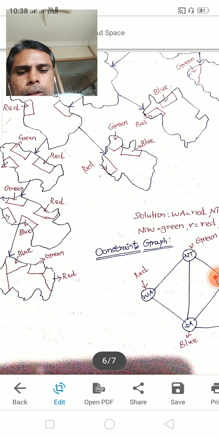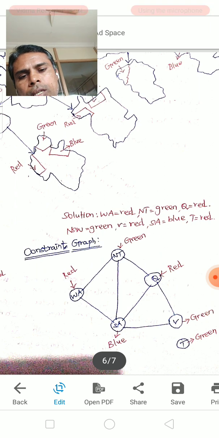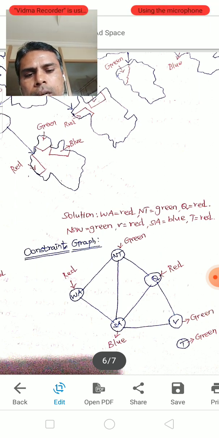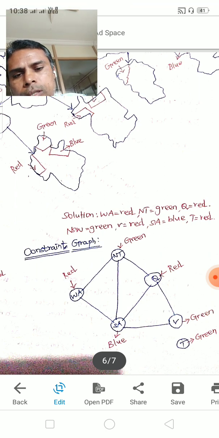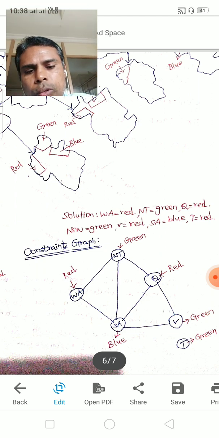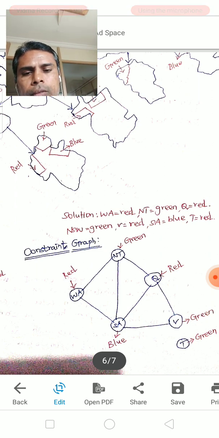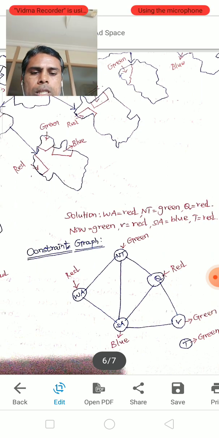And finally you have to draw the constraint graph. This is the final stage. So Western Australia, Northern Territory, Queensland, SA, V and T, Tasmania. So Western Australia has red, Northern Territory has green, Queensland has red, SA has a blue color, and V is green, and T is green. This is the final graph of the constraint map problem. Okay, so that's all about the constraint satisfaction problem.